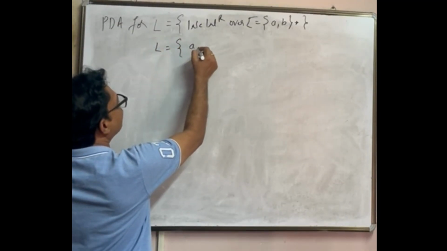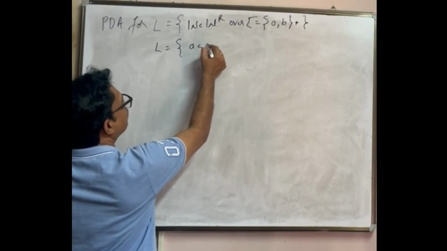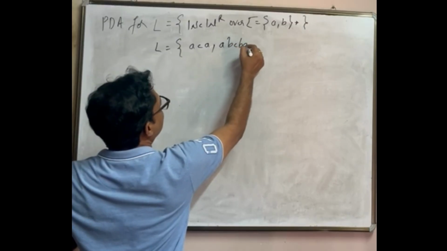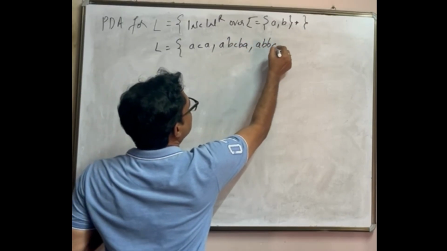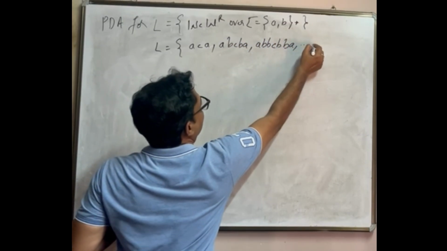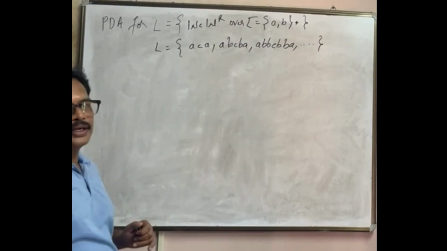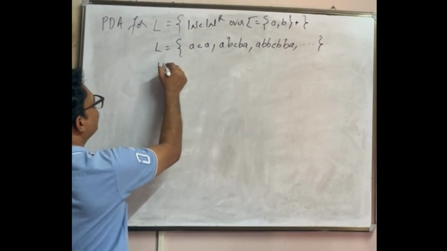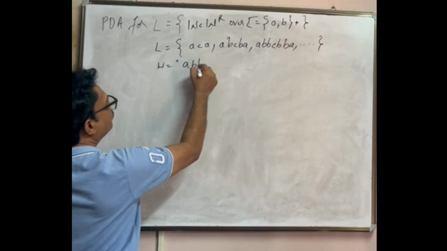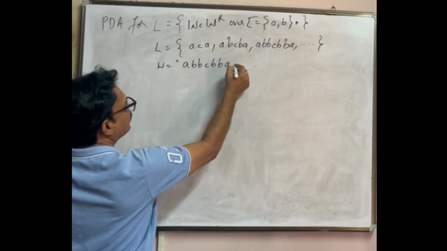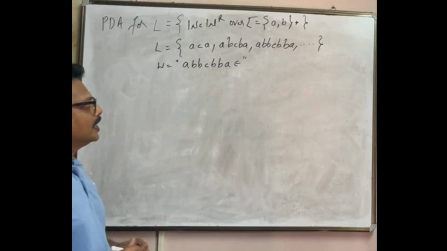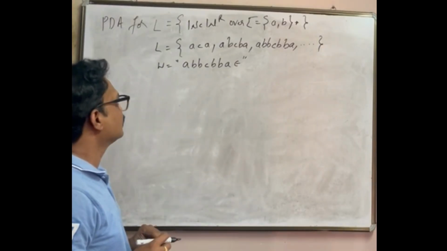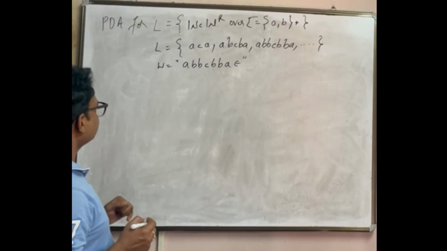A, C, A; it can be A, B, C, B, A; it can be A, B, B, C, B, B, A, and so on. Now let us take a reference string, that is W equal to A, B, B, C, B, B, A, and an epsilon. And let us try to design a pushdown automaton for the reference string.